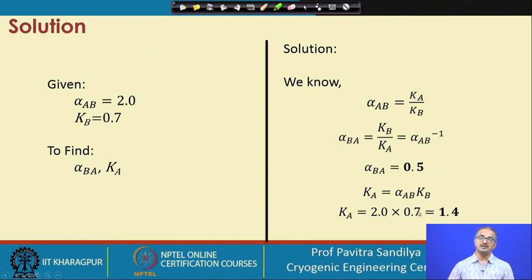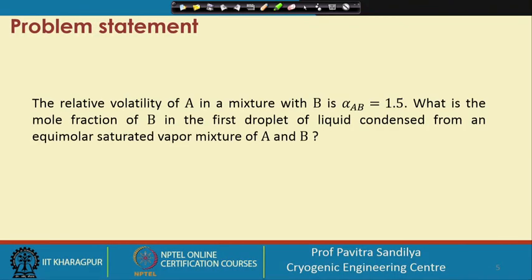So, this shows that component A is more volatile than component B, and in any kind of separation based on vapor liquid equilibrium, we will find A going more into the vapor phase than B. B will stay more in the liquid phase, and that is how we can get separation between A and B. Next problem we take.